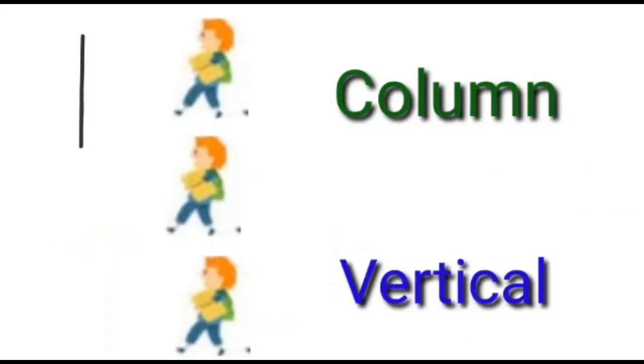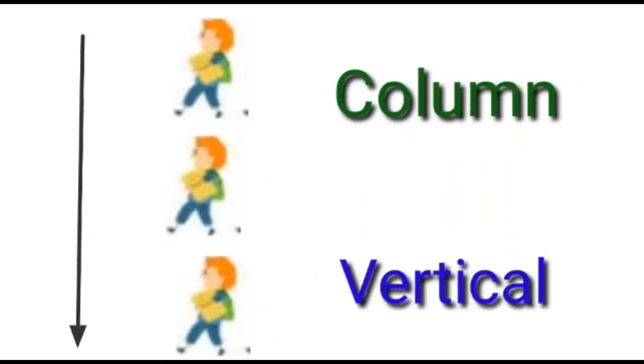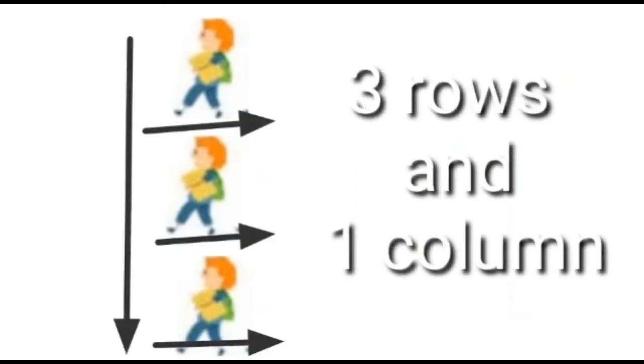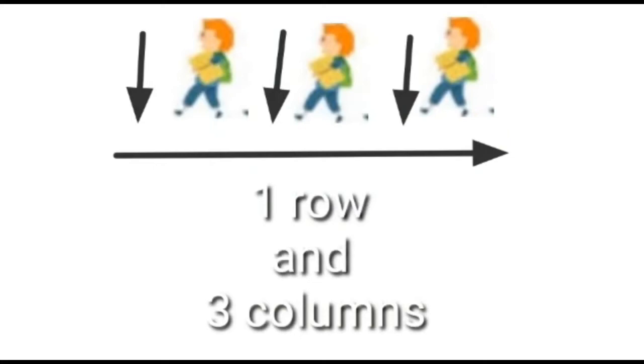Any objects or things that lie vertically is known as a column. Here there is one column. So we can identify this as 3 rows and 1 column. Likewise, we can identify this as 1 row and 3 columns. So children, I hope you have understood this. Come, let us move to the sum.